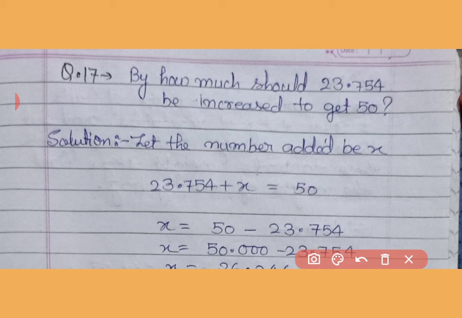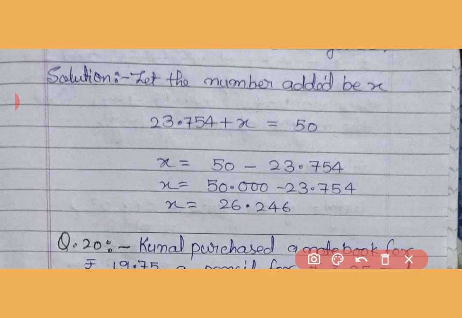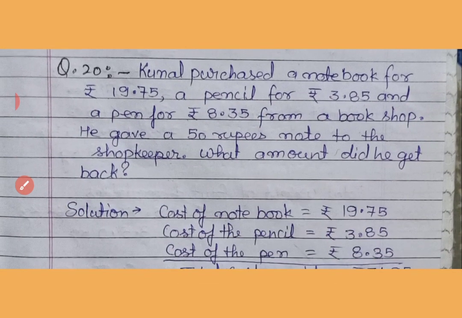So we have assumed a number that is x. We assume that if we add x, it will become 50. If it is added here with x, then whenever it transfers to the opposite side, it will do just the opposite work, meaning the work of subtraction. So we have done here 50 minus 23.754. So 50.000 minus 23.754 is equal to 26.246.